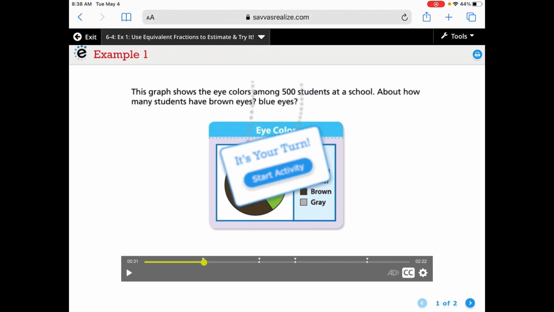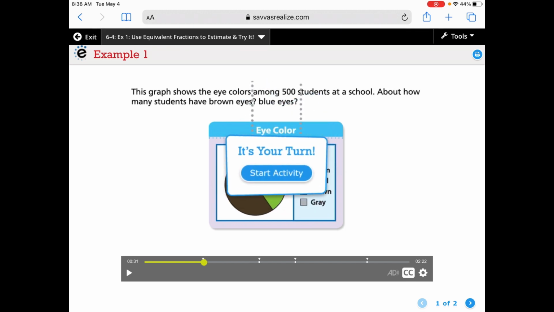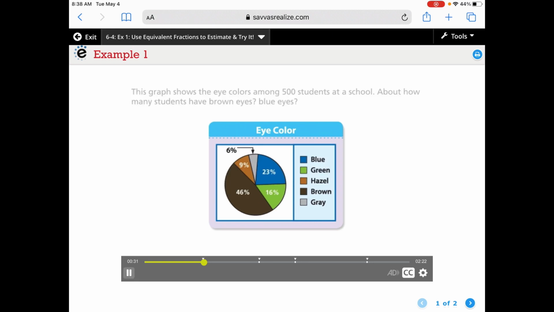So if you take a look at brown, brown was at 46%, right? We can call that half. Estimate that as half. So we could say that 250 kids have brown eyes. And then for blue, it was 23%, which is roughly a quarter of that. So you could say that that's about 25%, meaning that that's half of a half. So we could say 125 students roughly have blue eyes.